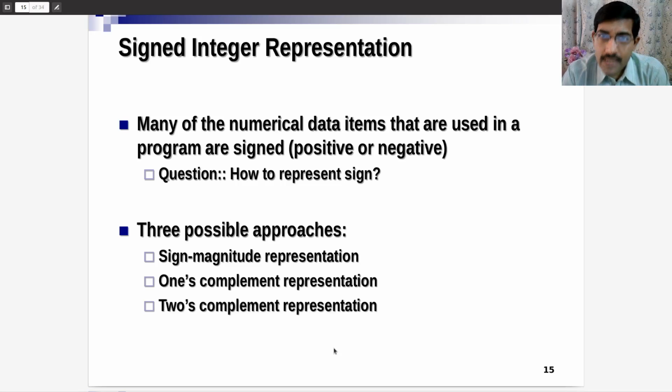Now, this is an unsigned representation. However, in our computer, we have representations which are of signed form, because when we declare int some variable, then obviously that is signed, since we can also write negative and positive values into that variable. So, many numerical data items used in the programs are signed. So, how to represent a sign? There are 3 possible approaches: sign magnitude, 1's complement and 2's complement. We will first go with each of them and see how it varies. Then we will show you what is actually used in our machines nowadays when we write C and operate over it.